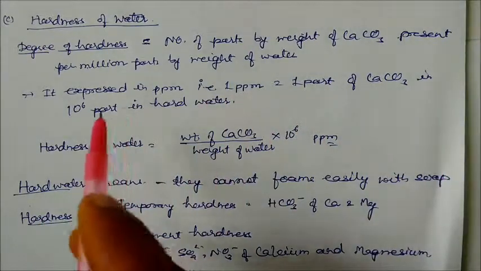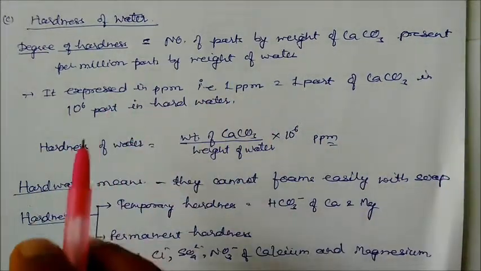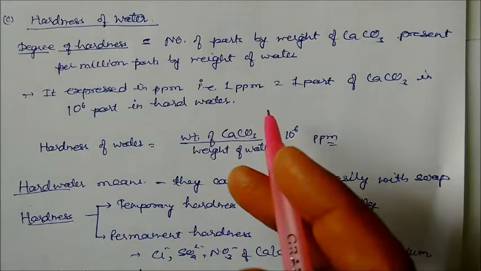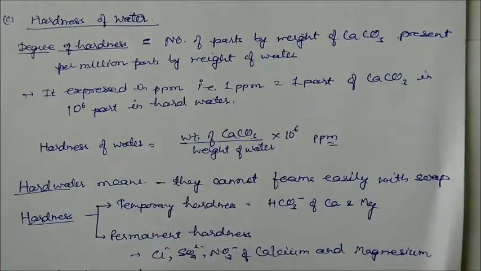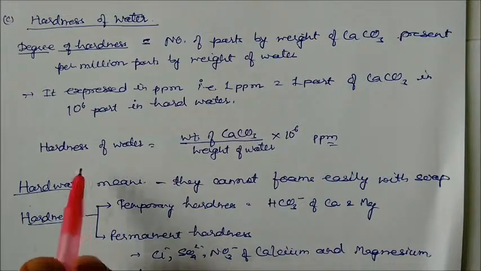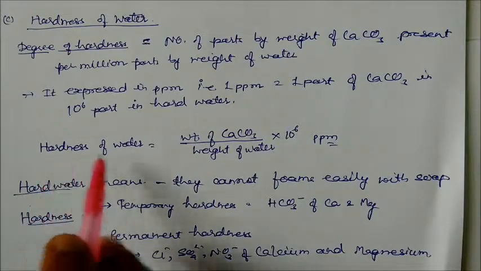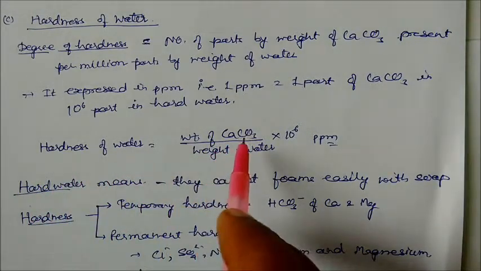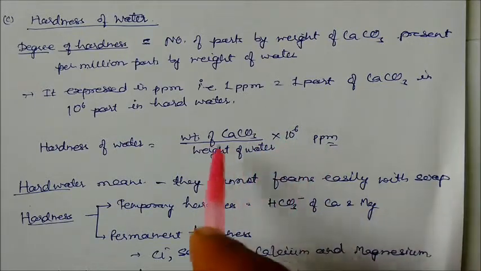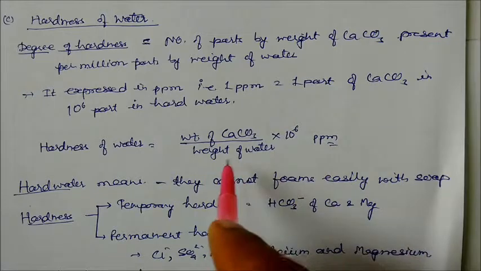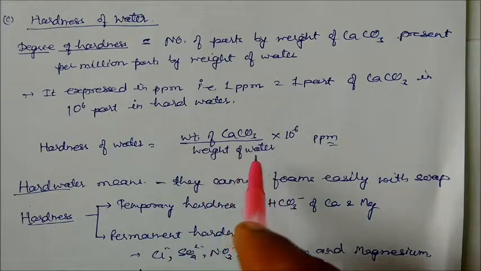So whatever salt is present in the water, we first convert it into moles, then those moles are converted into the weight of calcium carbonate. Mathematically, hardness of water is the weight of calcium carbonate divided by the weight of water, into 10 to the power 6 ppm. So ppm is nothing but the ratio of the weight of calcium carbonate to the weight of the water.